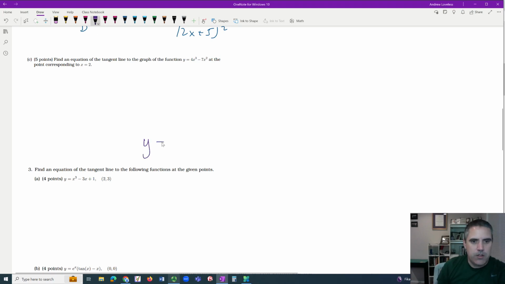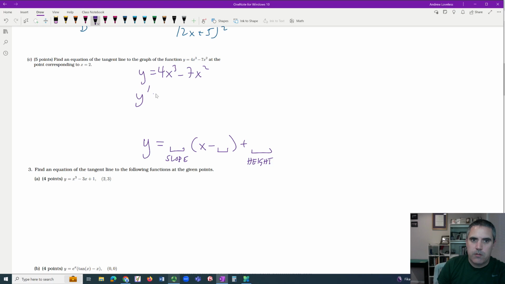To find the equation of a line, you need the slope, you need the x value, and you need the height. Part of the point of the tangent line questions is that by doing calculus, you've learned how to find those things quickly. I have a function.